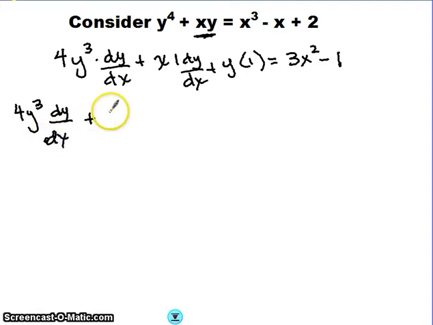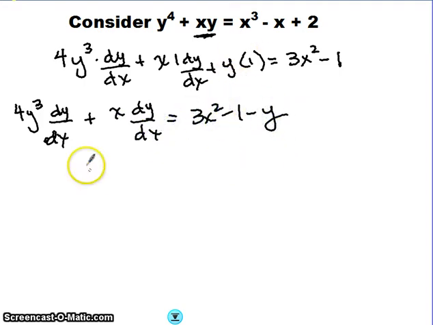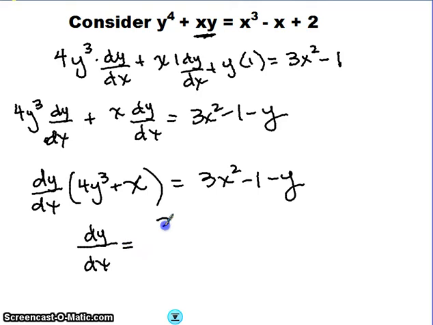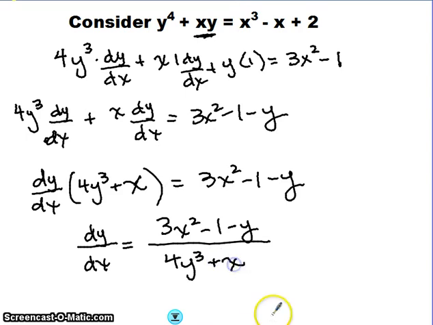plus x dy dx equals, now we're going to move this to the other side, 3x squared minus 1 minus y. Now that the dy dx's are over here, we are going to now factor out dy dx. We get 4y cubed plus x equals 3x squared minus 1 minus y. Now we're going to divide both sides by that to get dy dx all by itself. And there is our derivative, our dy dx implicitly. Sorry about the bell.